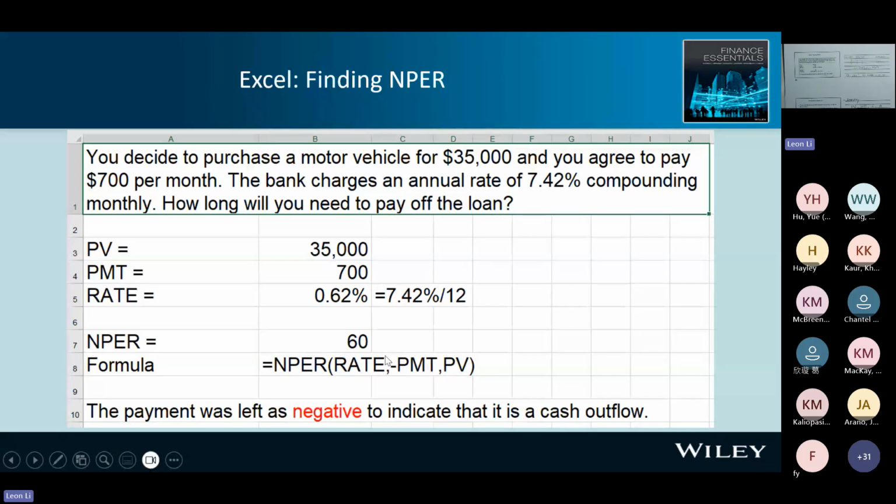There's a note. You can see I put the negative sign before the PMT, right? The idea is simple. PMT and PV have opposite signs, all right? So this is the key. If you don't follow the sign convention, the result will be incorrect, right? You can try yourself. PMT negative, PV positive, right?